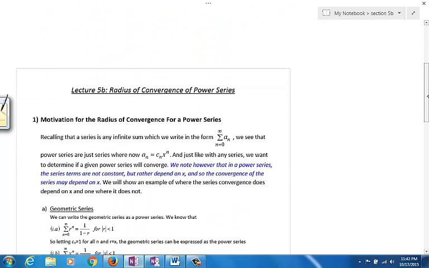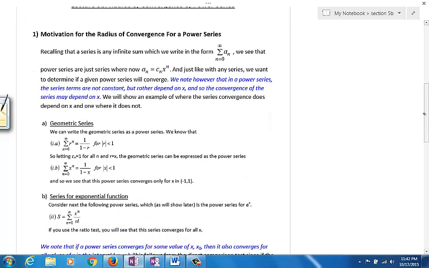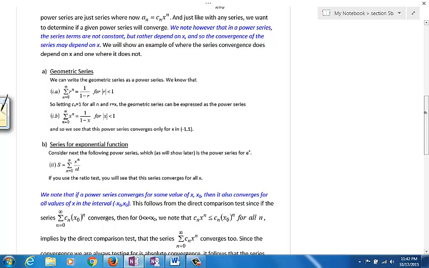Okay, so let's look at the radius of convergence a little bit more. So we've talked about the fact that whether or not the power series converges can depend upon the value of x. And I'm going to give you two examples. One's going to be an example where the convergence of the power series does depend on the value of x, and the other will be an example where it doesn't. So let's look at the geometric series, okay? We're all familiar with that.